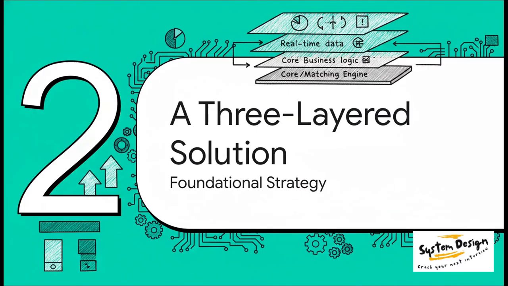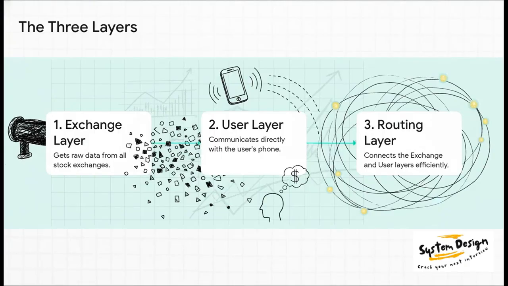So how do you even begin to tackle something this huge? Well, the approach here is just brilliant in its simplicity. Instead of trying to build one giant, monolithic thing, you break it down. You slice the problem into three totally separate, manageable layers. You've got your exchange layer. Think of this as the part that's just getting blasted with raw data from the stock markets. Then there's the user layer, which is what your phone is actually talking to. And in the middle, you have this critical piece called the routing layer, which is like the traffic cop connecting the other two.